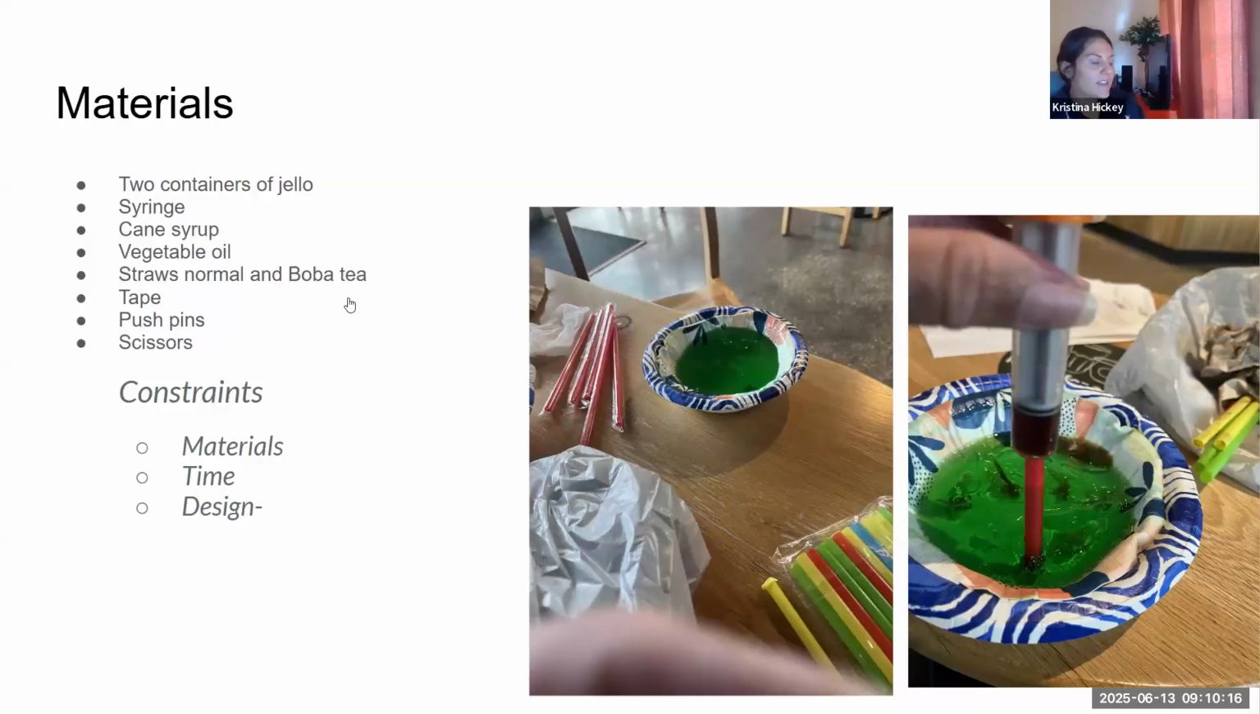For the materials, we had 2 containers of Jello. We used a syringe, cane syrup, vegetable oil. We had straws, tape, push pins, scissors, and then some of the constraints, of course, are materials, time, and design.